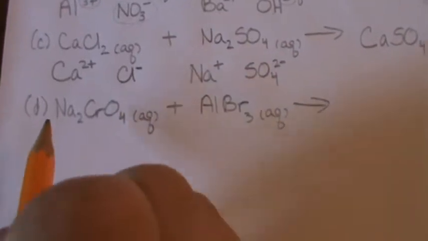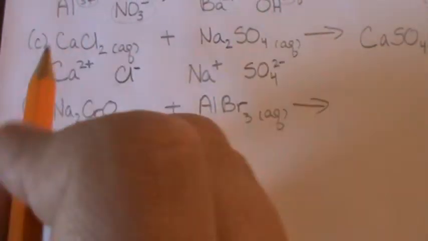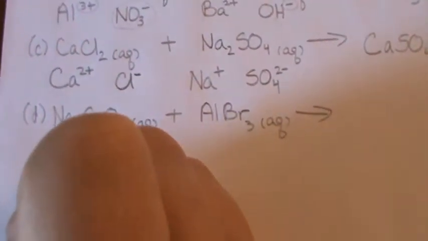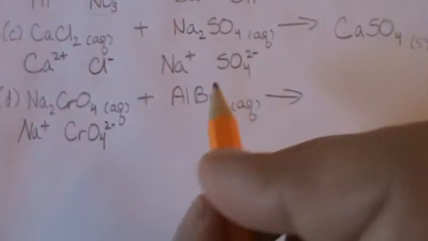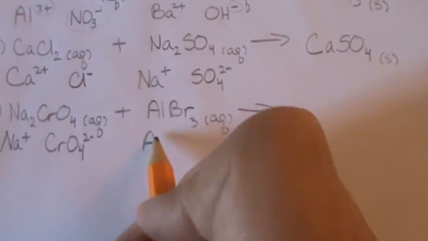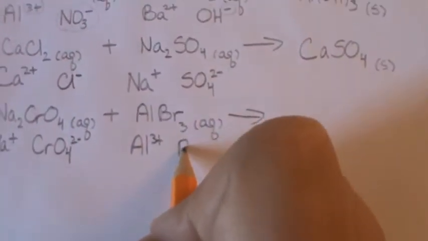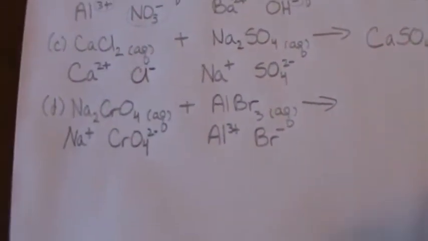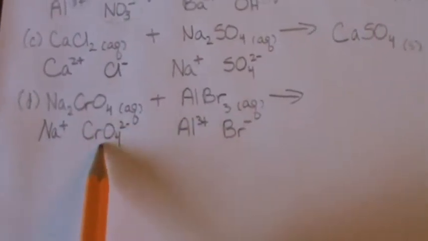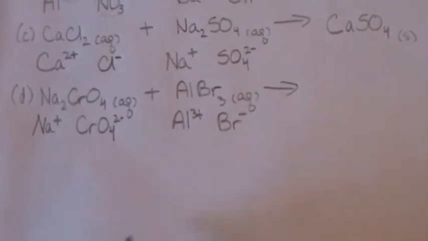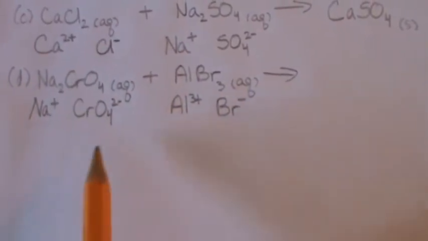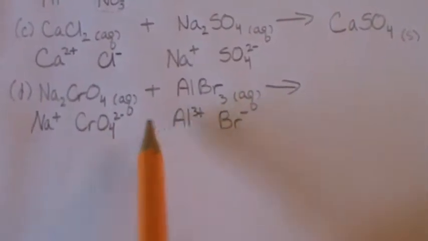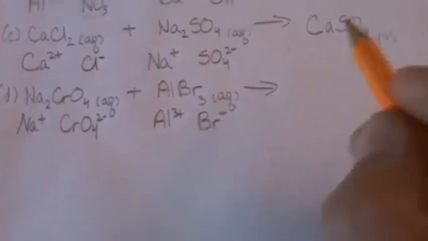And now for the last one, I have sodium chromate. The ions here are Na plus and CrO4 2 minus. And here I have aluminum 3 plus and my bromide ion, Br minus. Okay, so this can't be the precipitate. Sodium bromide can't be the precipitate. That sodium's not going to precipitate out. But the aluminum chromate, this one, will precipitate out.